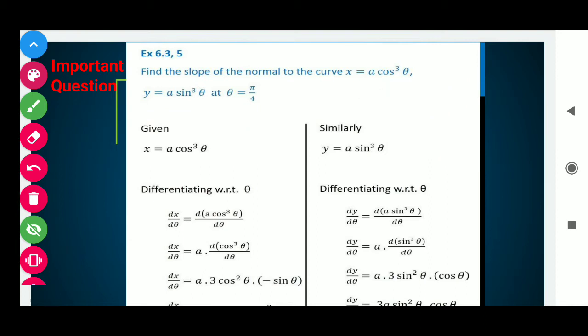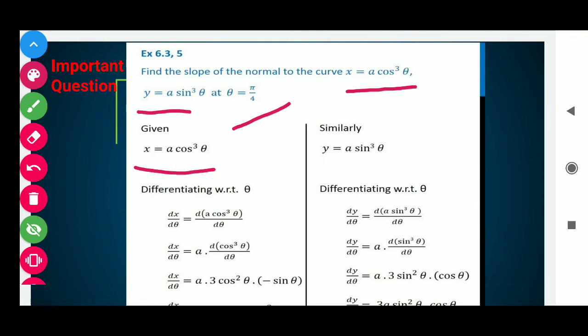But students, in this question, the equation of curve is given in parametric form. So students, we use the parametric method to solve it. And here we have angle 45 degrees. So students, let's start. X is equal to a cos cube theta.